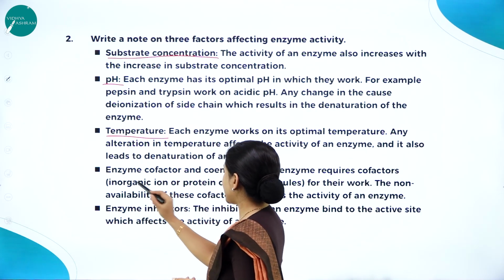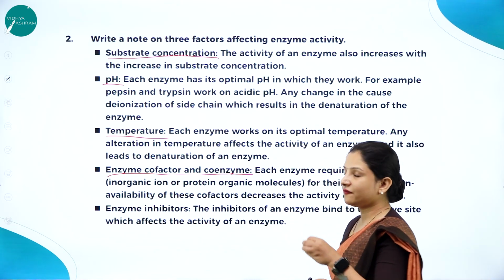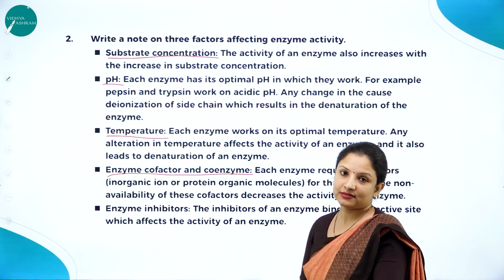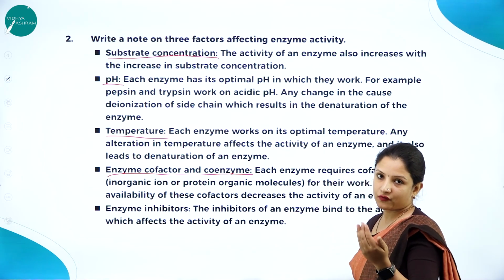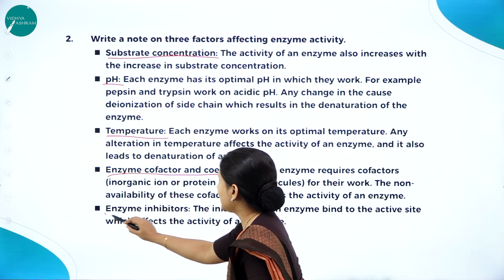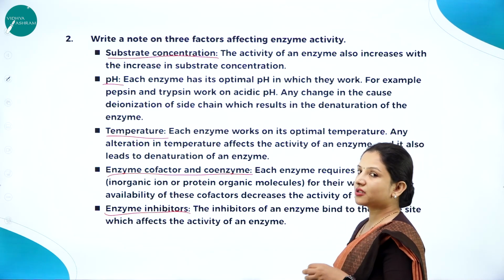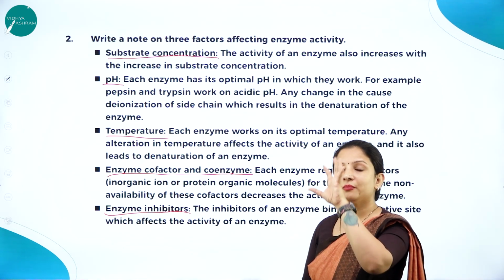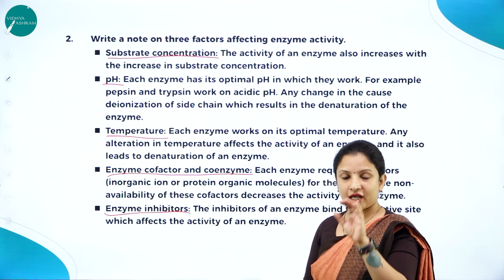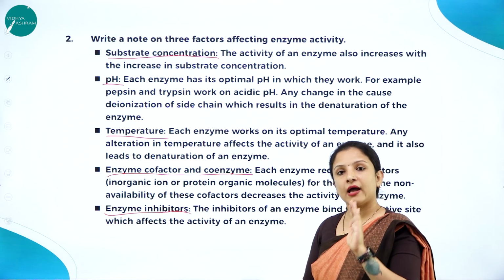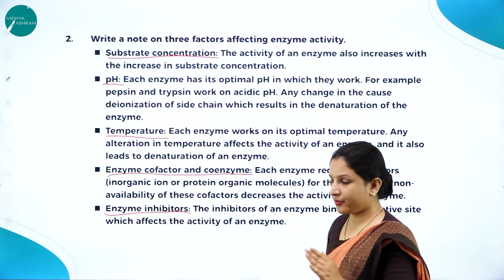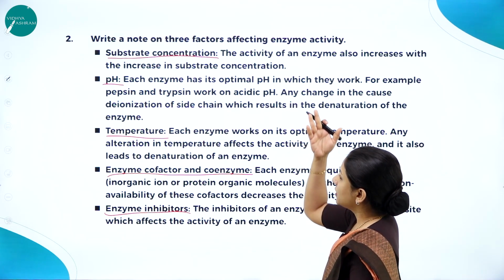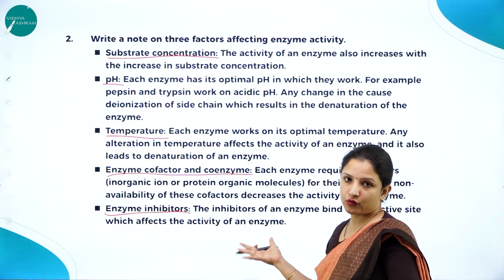Next, enzyme cofactor and coenzyme. Sometimes even though you add an enzyme, the reaction may not occur. At that time you may need to add a coenzyme. So that will also alter the rate of the reaction of that particular enzyme. Next is enzyme inhibitors. If you add an enzyme inhibitor, it will mimic the substrate and go and bind to the active site of the enzyme, therefore preventing the substrate from binding to it and thereby preventing the reaction from happening. So therefore enzyme inhibitors can also affect the enzyme activity. So these are the different factors that are there. Any 3 if you write is enough.